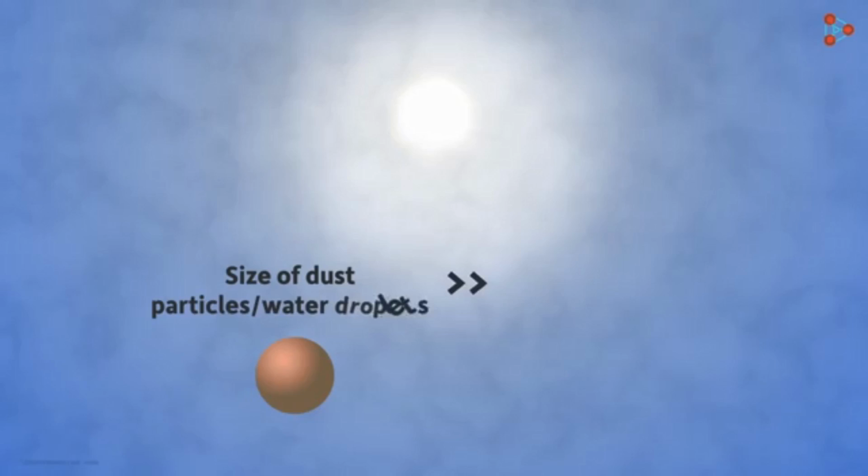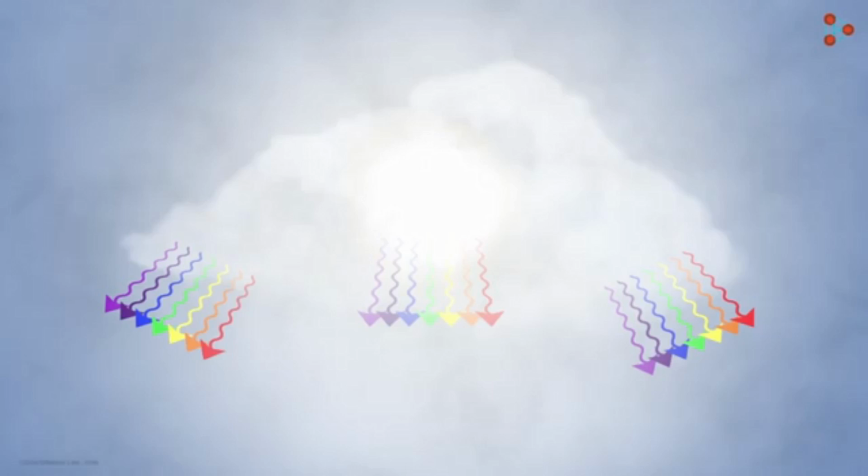Do dust particles and water droplets also scatter light? Yes, they do. They scatter light as well. However, their size is comparatively much bigger than the size of the light waves, and hence they scatter all the colors of light in equal amounts. So the white light which is entering the cloud or the dust particles emerges out as white light again. Hence the clouds appear white.